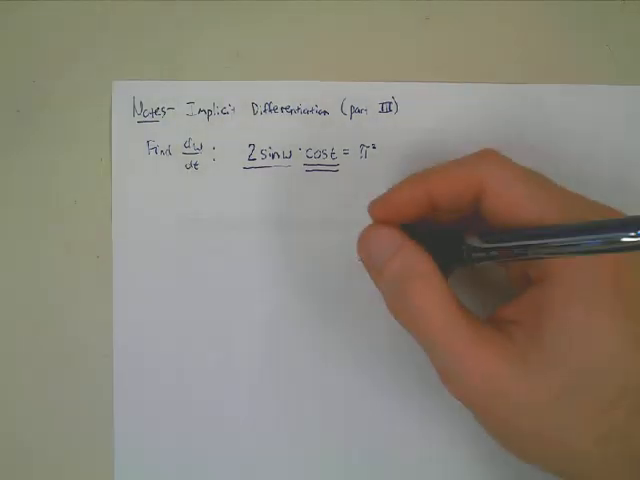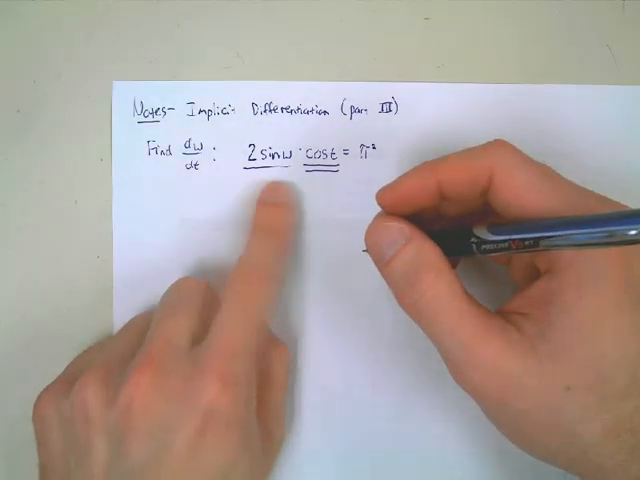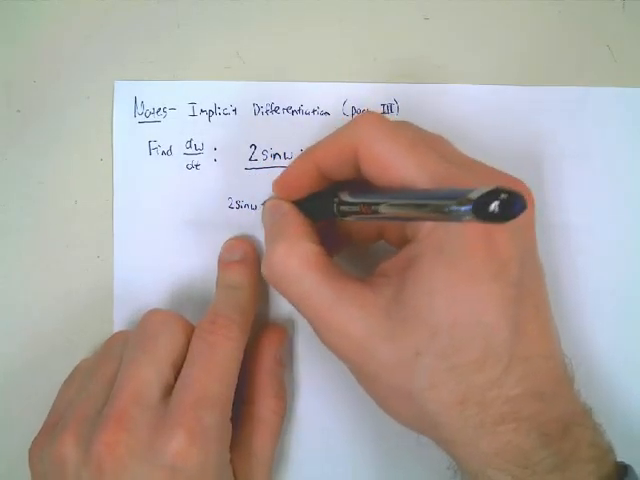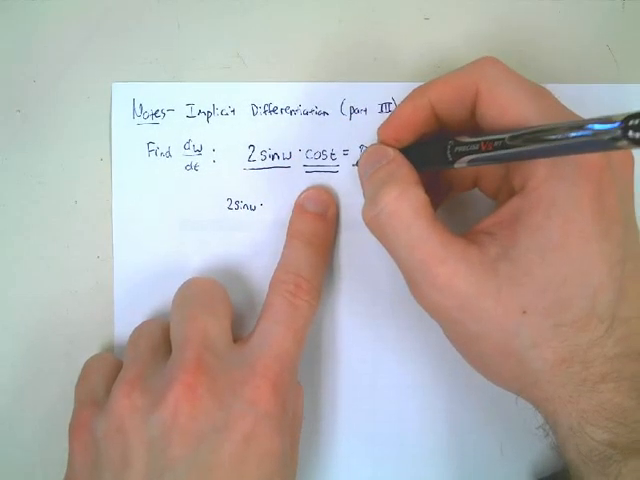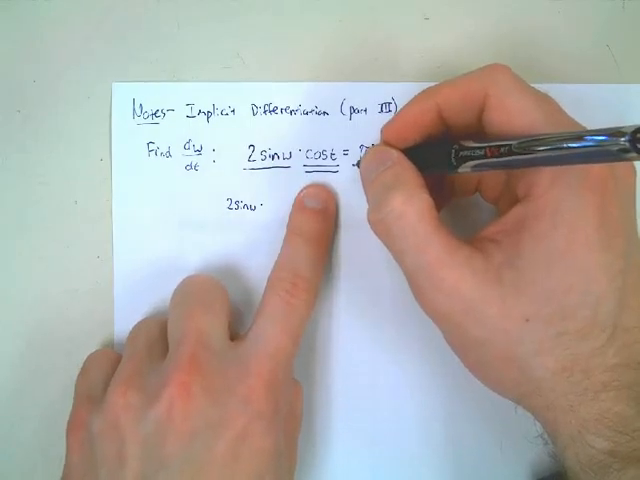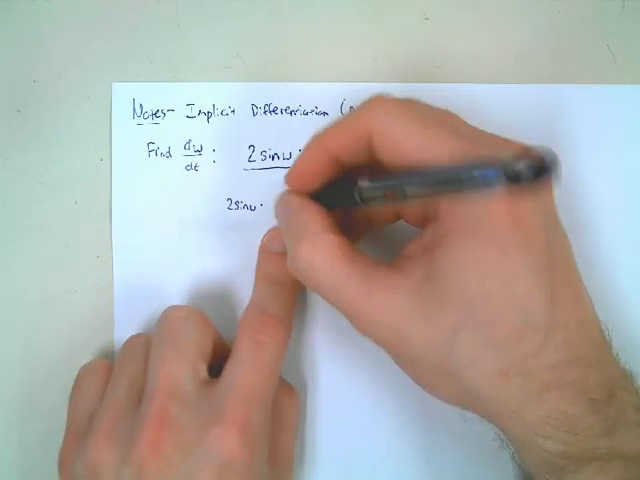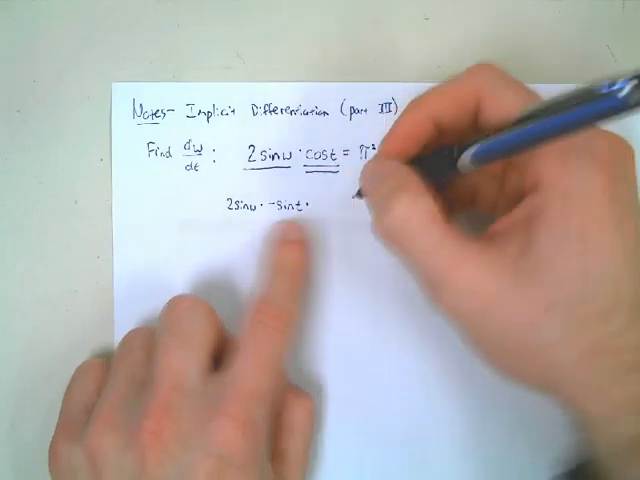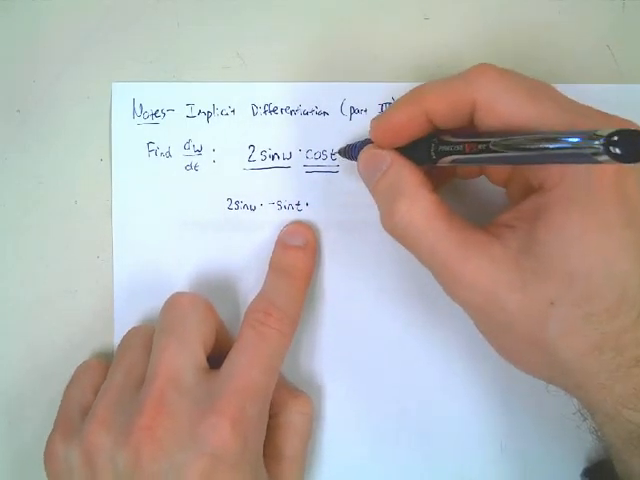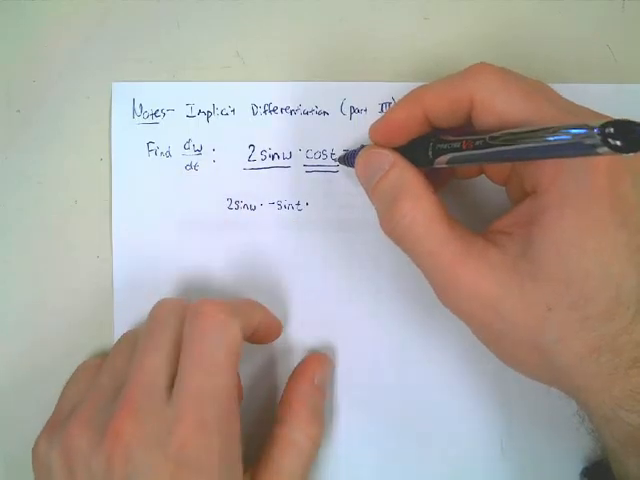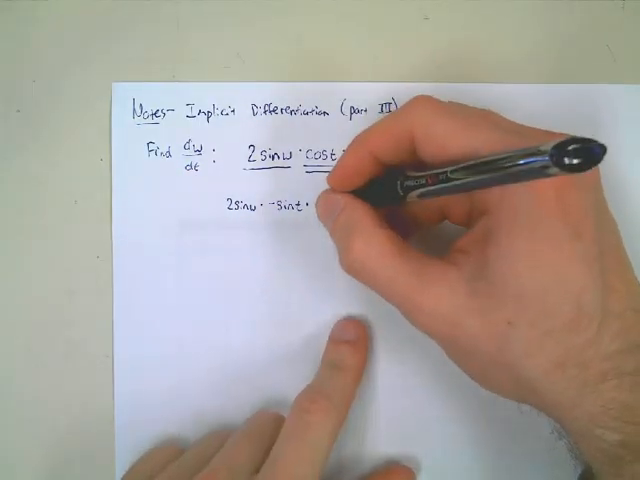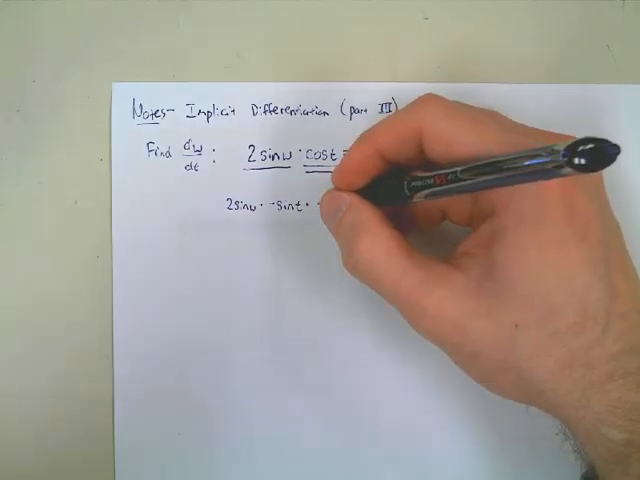So again, for the way I do product rule, I always do the first, so 2 sine w, times the derivative of the second. Okay, so the derivative of cosine is negative sine of t times the derivative of what's inside. What is the derivative of t with respect to t? It's just going to be 1. Just 1. It's like dt, dt, so it's just 1.